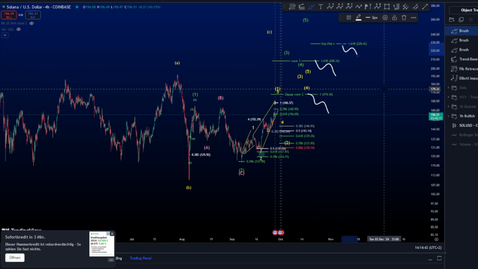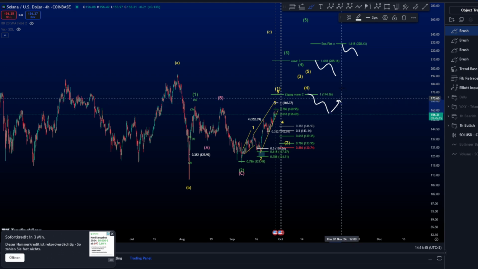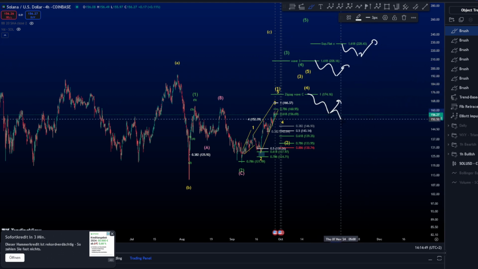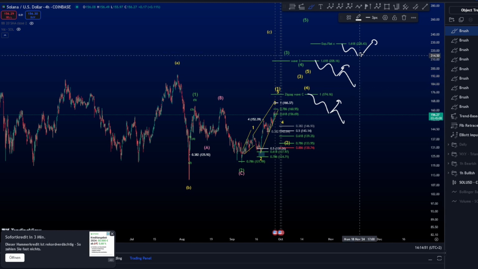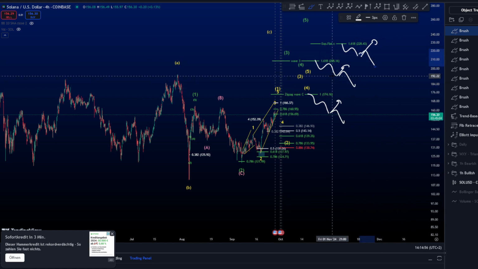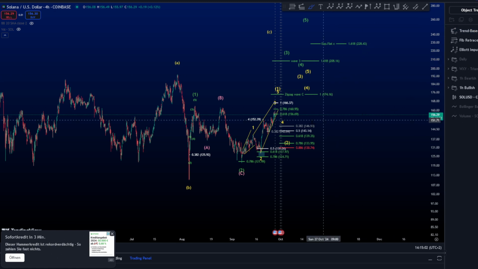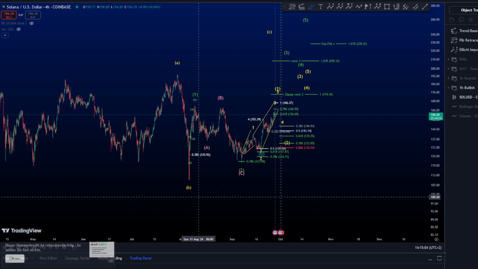If we see three waves towards the downside, then we are considering continuation towards the upside. If we see five waves towards the downside like this, then that might be a signal of a reversal and a bearish scenario. So I hope this was very clear for a Solana price prediction based on Elliott Wave analysis.